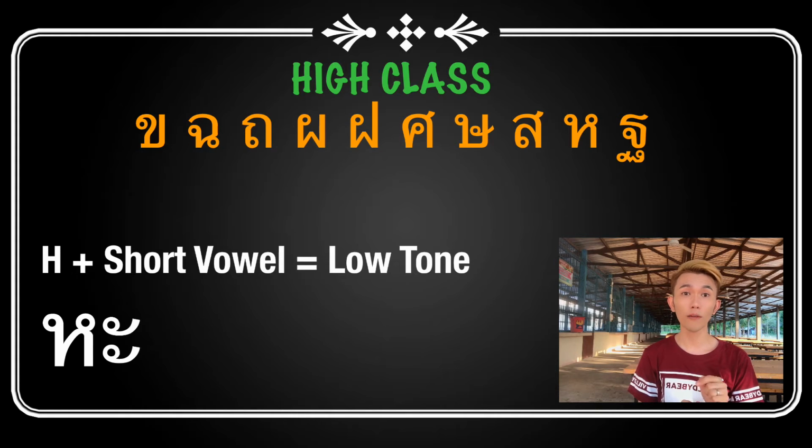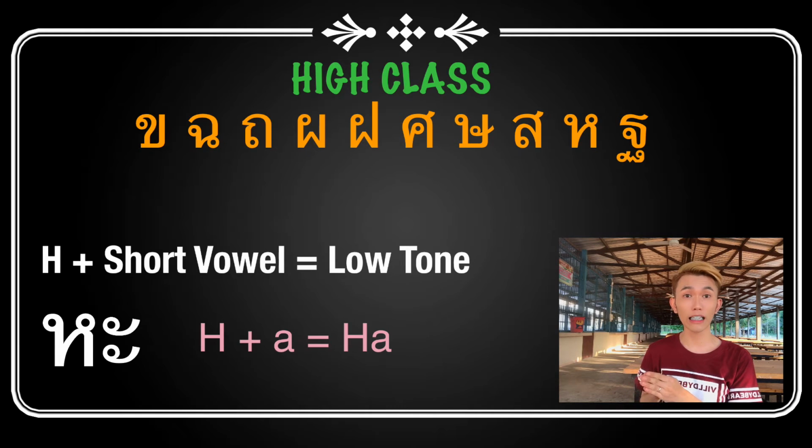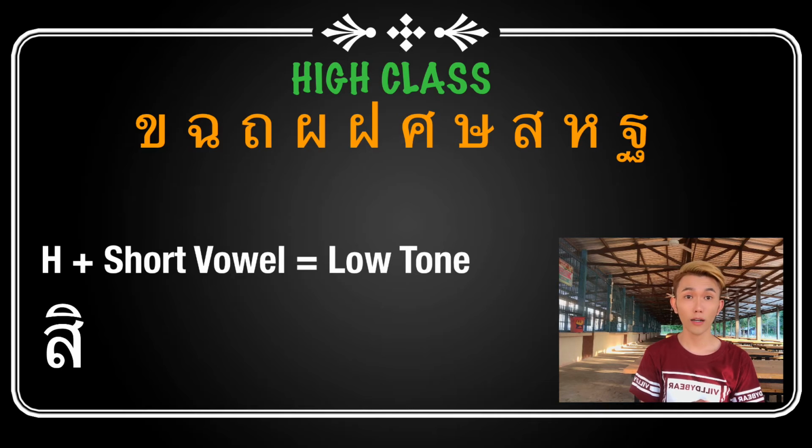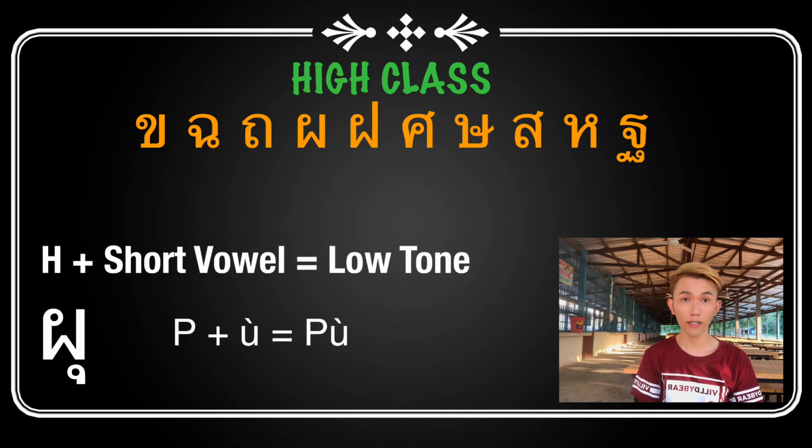Hohip and sara-a. How to read this one? Hohip is equivalent to the letter H, plus short a equals ha. The next one is sosua plus sarai: S in the English alphabet and short i equals si. The next one is hohuang plus sarau equals hu.